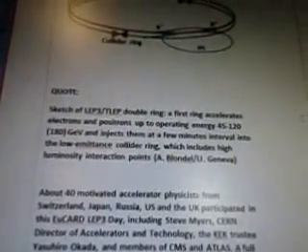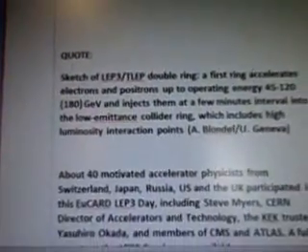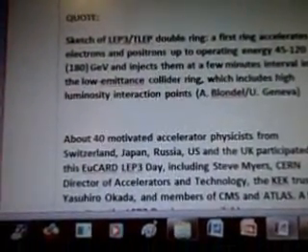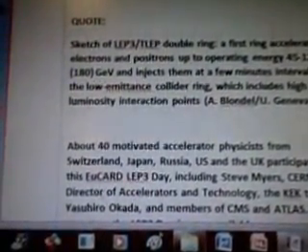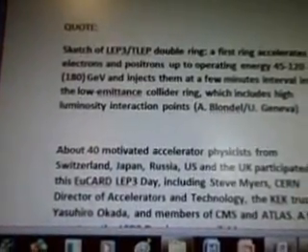Sketch of LEP3/TLEP double ring. A first ring accelerates electrons and positrons up to upper. I'm looking at your stuff and finding out what it does. Okay, that's what I'm doing. So this is a wiki quote. Sketch of LEP3/TLEP double ring. A first ring accelerates electrons and positrons up to operating energy of 45 to 120 or 180 GeV and injects them at a few minute interval into the low emittance collider ring, which includes high luminosity interaction points. A. Blondel, U. Geneva.